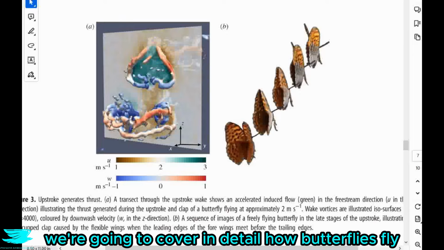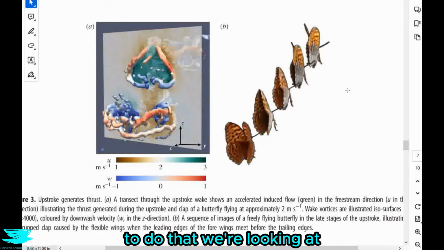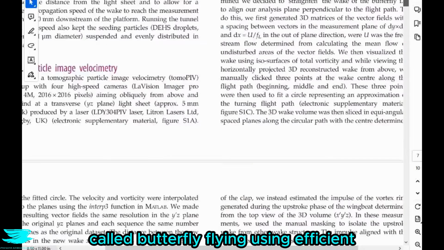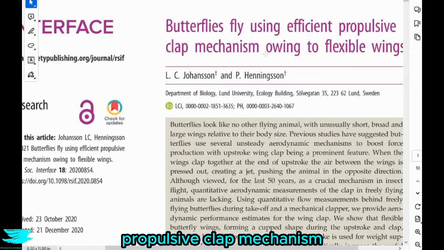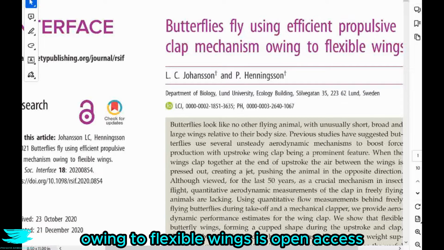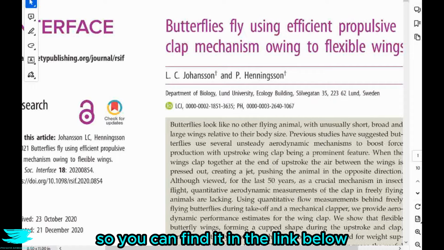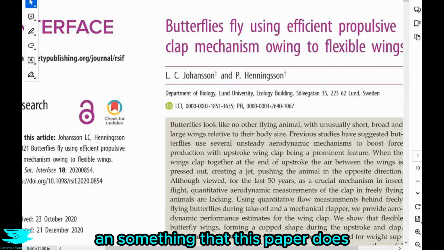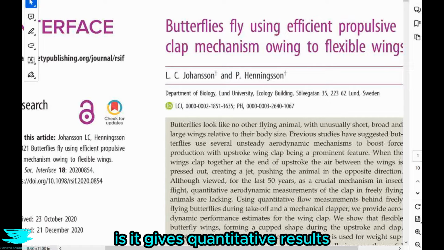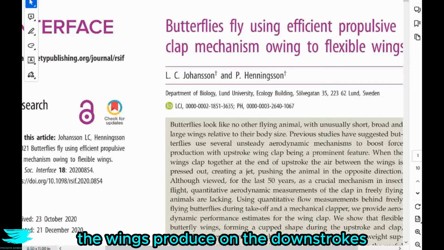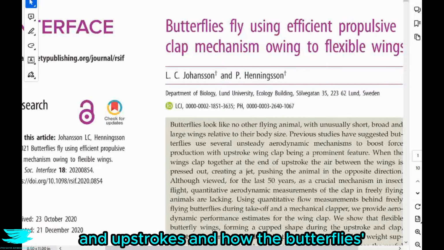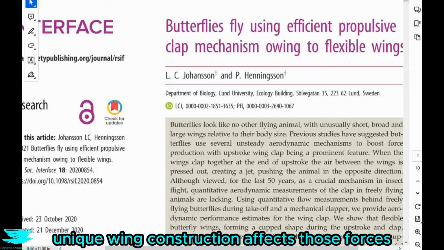So in this podcast, we're going to cover in detail how butterflies fly. To do that, we're looking at this paper here called Butterflies Flying Using Efficient Propulsive Clap Mechanism Owing to Flexible Wings. It is open access, so you can find it in the link below. And this is something that this paper does: it gives quantitative results about how much force the wings produce on the downstrokes and upstrokes and how the butterfly's unique wing construction affects those forces.